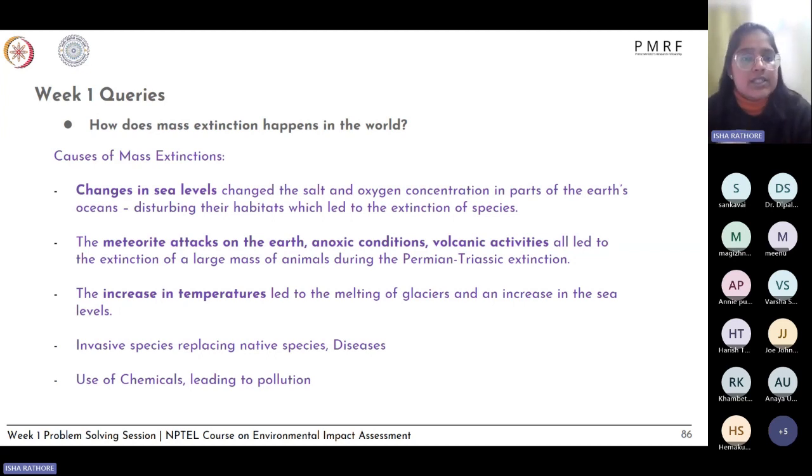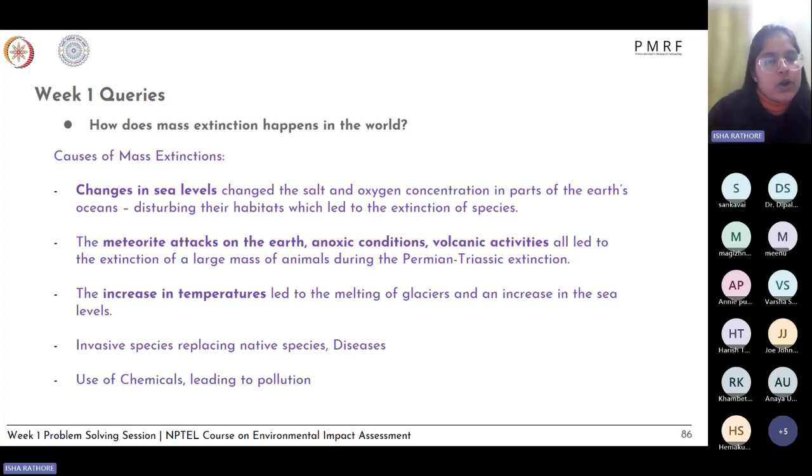Then you also have diseases which cause mass extinction. Then you also have chemicals and other things, and all of these are human activities which are leading towards causing large changes in the environment right now. So these are certain explanations of how mass extinction happens in the world.